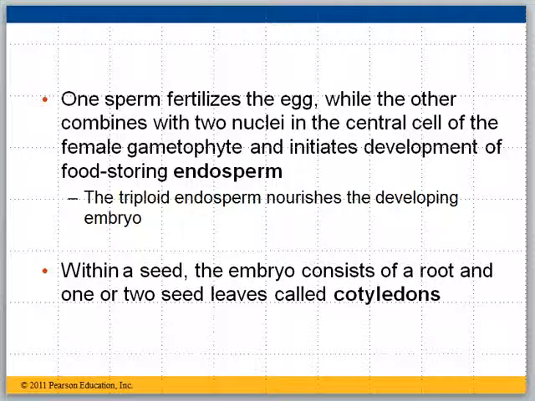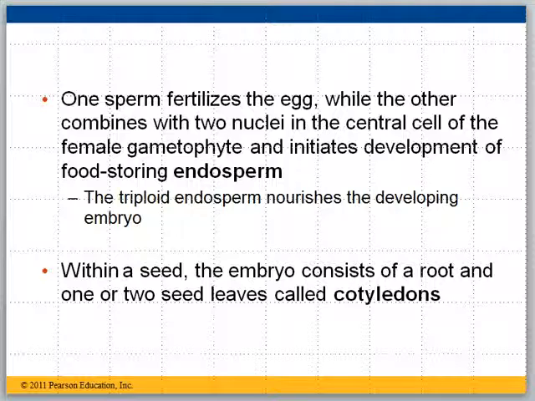The other combines with two nuclei in the central cell of the female gametophyte, and that initiates the food storing endosperm. So the one sperm will create the embryo itself, which would go on to become the new plant. The other sperm combines with two nuclei that are already there in the gametophyte, and that forms what will eventually be, if you were talking about a chicken egg, the white of the egg.